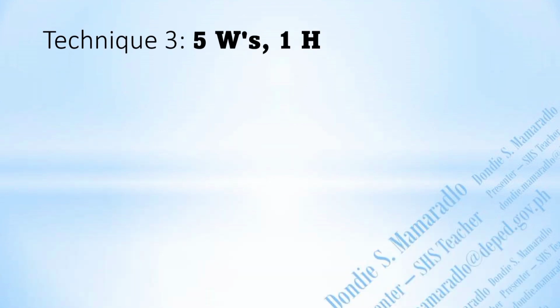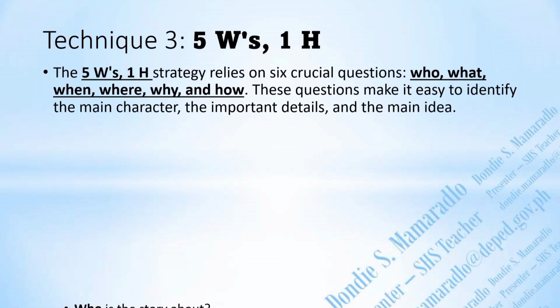Technique number 3 is the 5 W's with 1 H. The 5 W's with 1 H strategy relies on 6 crucial questions: who, what, when, where, why, and how. These questions make it easy to identify the main character, the important details, and the main idea.